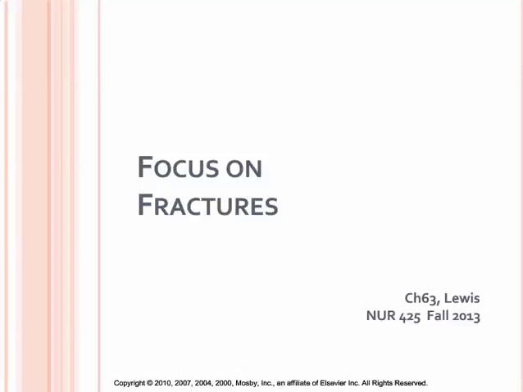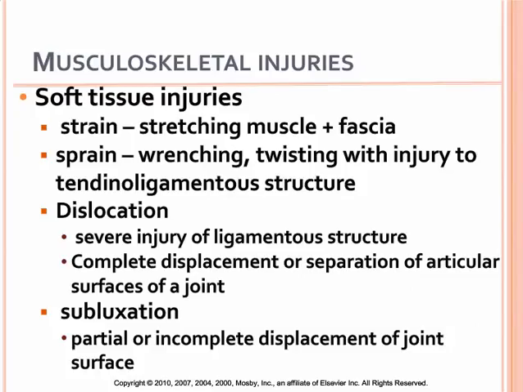The next lecture will focus on fractures. First, we'll talk about musculoskeletal injuries, which include soft tissue injuries. Strains are a stretching of the muscle and fascia. Sprains are wrenching, twisting with injury to the tendons and ligament structure.